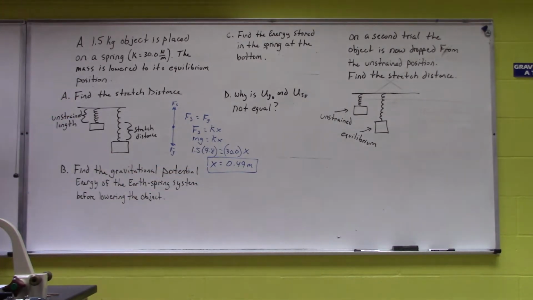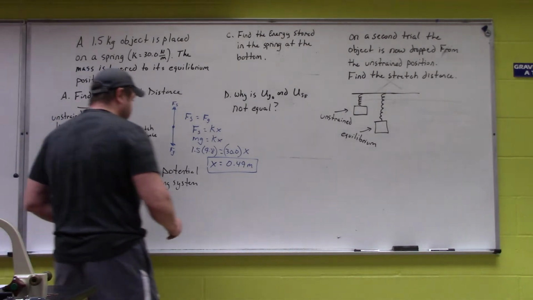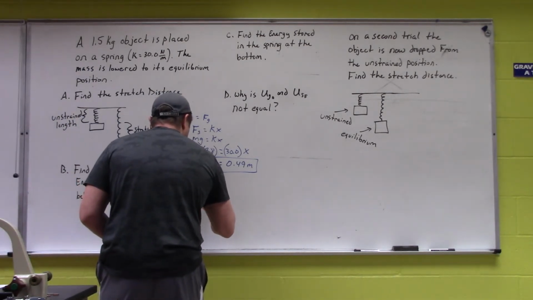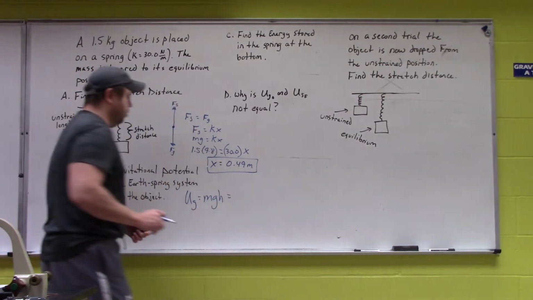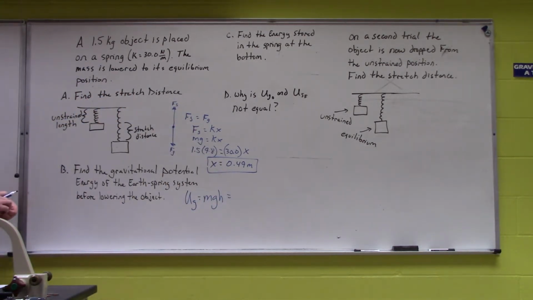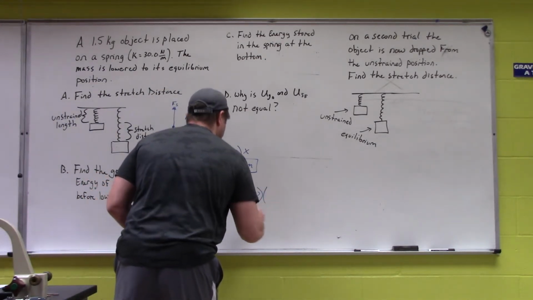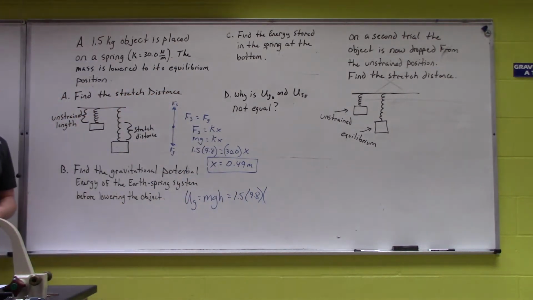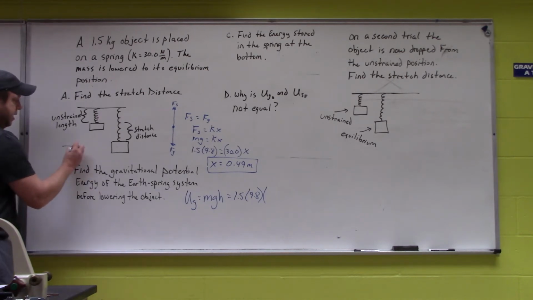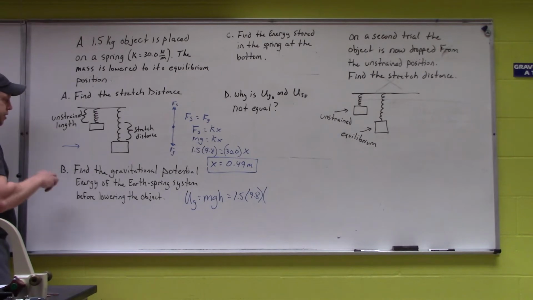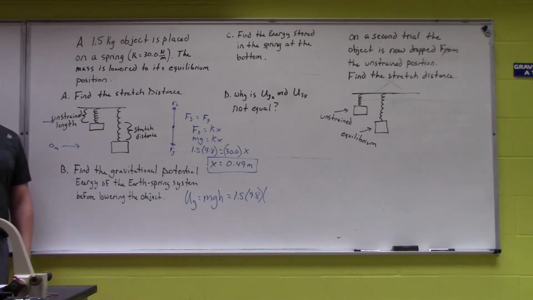We want to find the gravitational potential energy stored in the Earth-spring system before lowering the object. If we calculate the gravitational potential energy stored, remember, it is equal to mgh. So we take our 1.5 times 9.8 times h. Now, remember, these numbers are all arbitrary. So at the bottom position here, we can theoretically say that this has a height of 0 meters, whereas at the top position, the height is just our stretch distance of the spring.